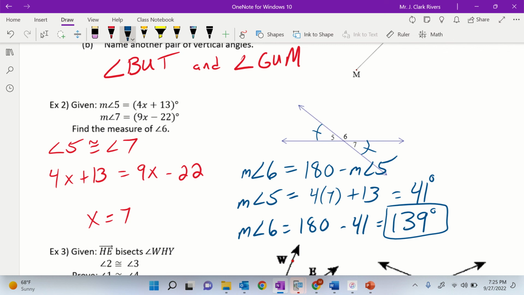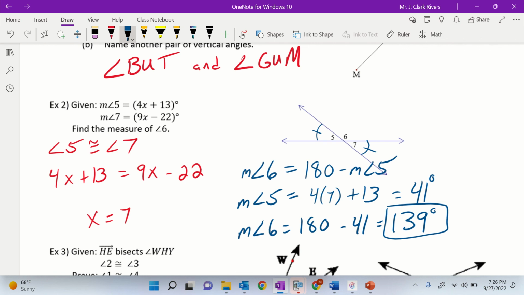Well, the measure of angle 6 is 180 minus the measure of angle 5. That'd be your geometric statement there. We know what angle 5 is. 4 times x, that's 4 times 7 plus 13, which is 41 degrees. We then subtract 41 degrees from 180. 180 minus 41 is 139 degrees.